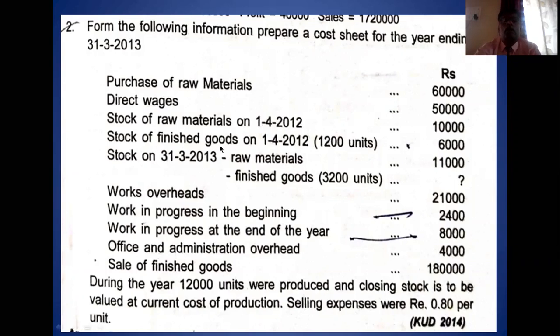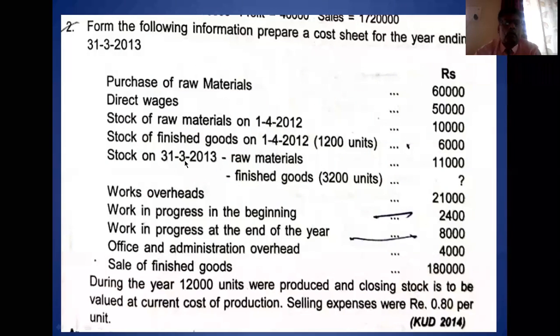And stock of finished goods on 1/4/2012, 1,200 units. Its value is 6,000. This is also called opening finished stock because this is on the opening day of the year. Therefore, it is called opening finished stock and opening raw material.